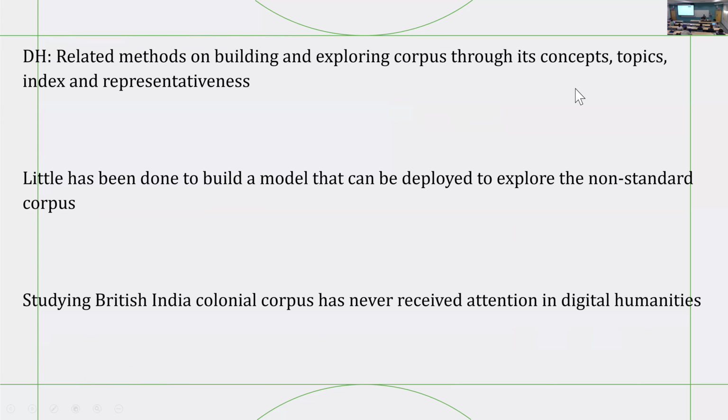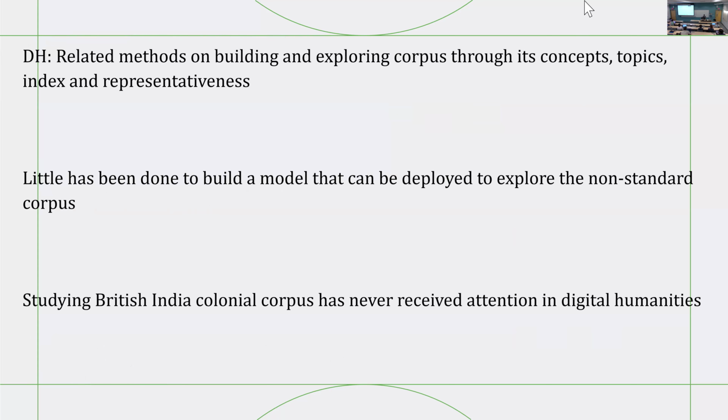In DH, usually when we curate a corpus, we use various features to curate it, for example concepts or topics or an index or any kind of representative. But little research has been done to curate a non-standard corpus like this one.